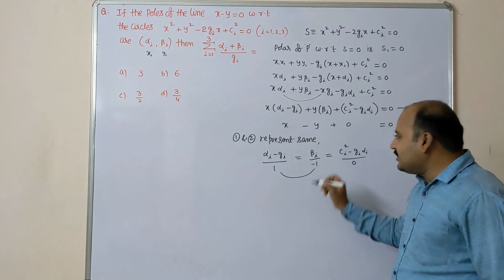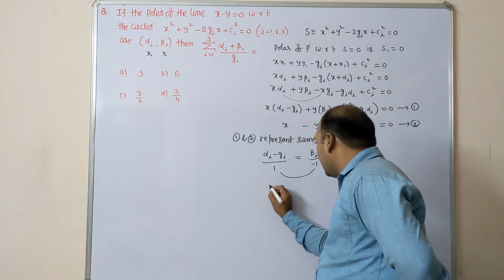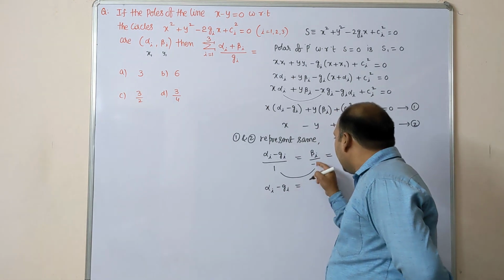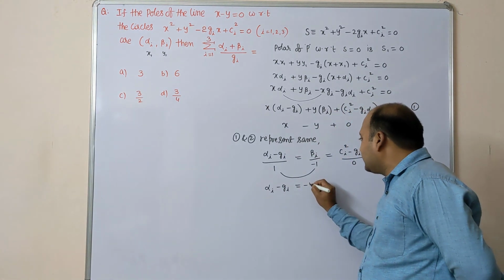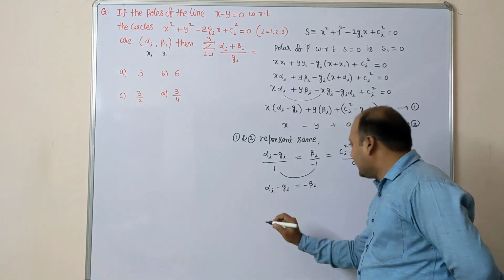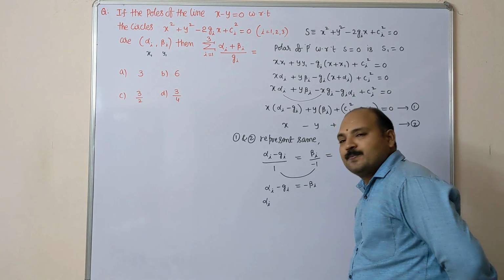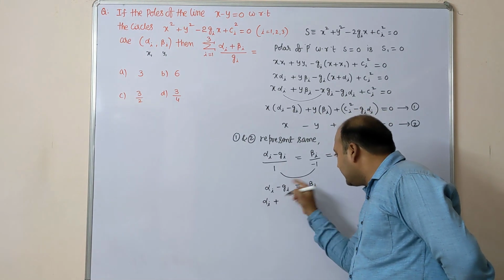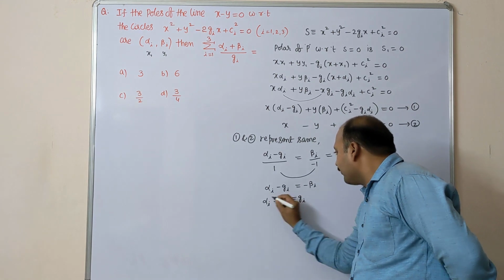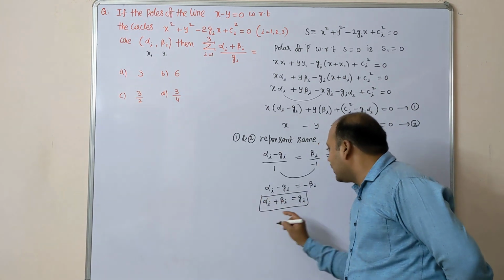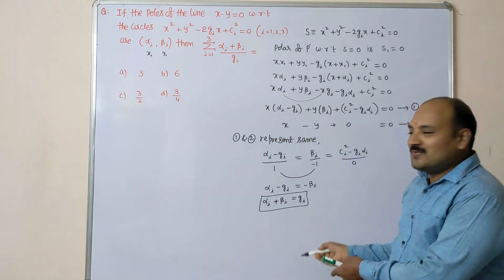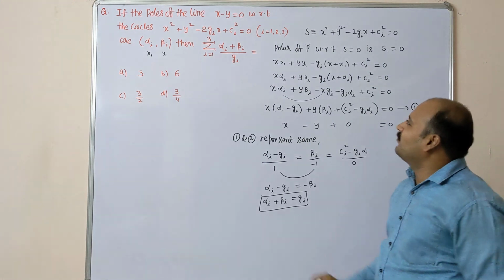If you equate these two, what will come? Alpha i minus gi is equal to minus beta i by minus 1, means minus beta i only, no? Minus beta i we can take this side, gi we can take this side. So alpha i plus beta i is equal to gi. So we got the alpha i plus beta i value. Alpha i plus beta i only, no? The remaining we did not require.